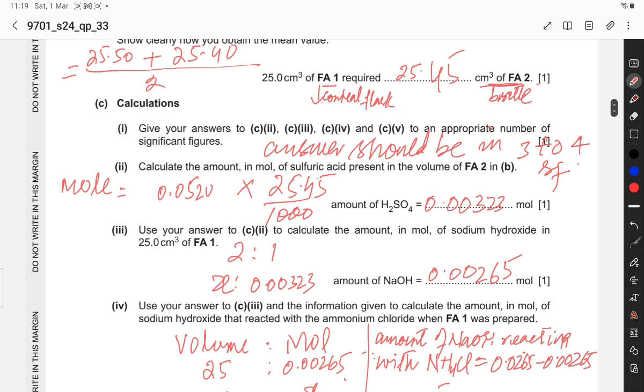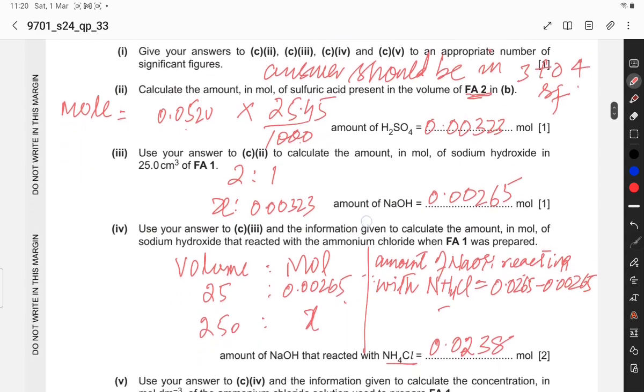Calculate the amount in mole of sulfuric acid present in the volume of Fa2 in B. So mole is equal to concentration into volume in centimeter cube divided by 1000. So we have volume 25.45 divided by 1000, and the concentration of Fa2 solution is 0.0520, which is sulfuric acid. So by calculating these values, we have 0.00323 mole of sulfuric acid used.